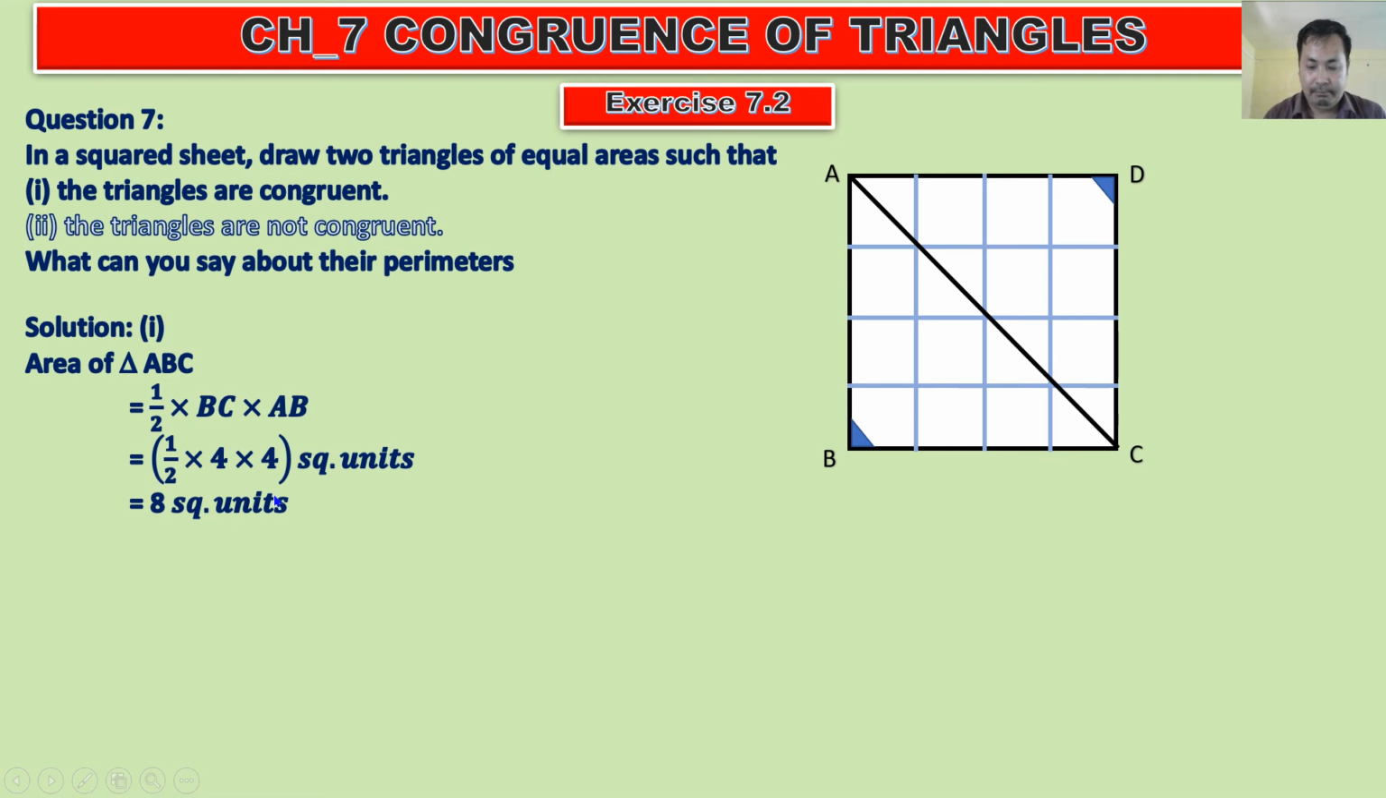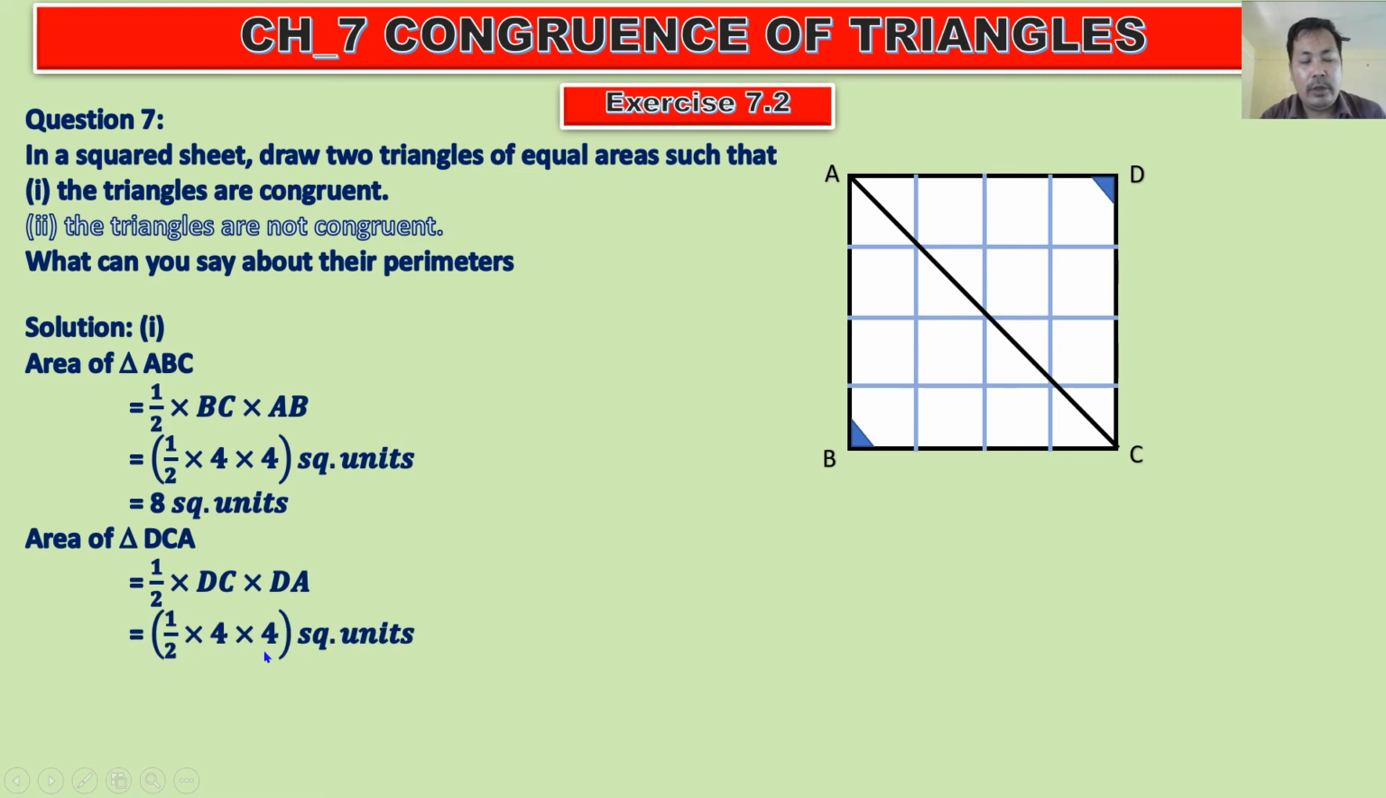Okay, next, area of DCA, another triangle you can see here. This DCA will have the area how much? Let us see, that is equal to half into base into altitude. Its base will be DC. Let us take DC as the base and DA as the altitude here. So DC is 4 units, and DA also 4 units. So half into 4 into 4 square unit, that means it is also getting 8 square unit. So from here we can find out that the area of the two triangles are same.